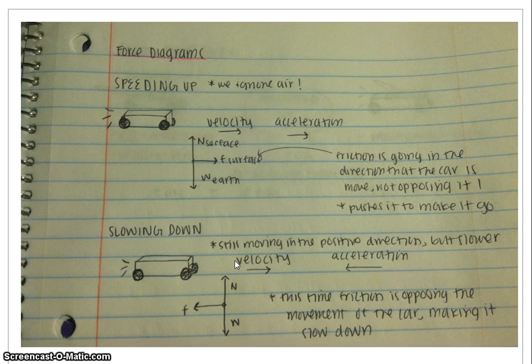Slowing down, the car is still moving in a positive direction, but at a slower speed, and its acceleration is actually decreasing. So it's moving in the negative direction while velocity is still moving in the positive direction. This time friction is opposing the movement of the car, which is why the car is slowing down.